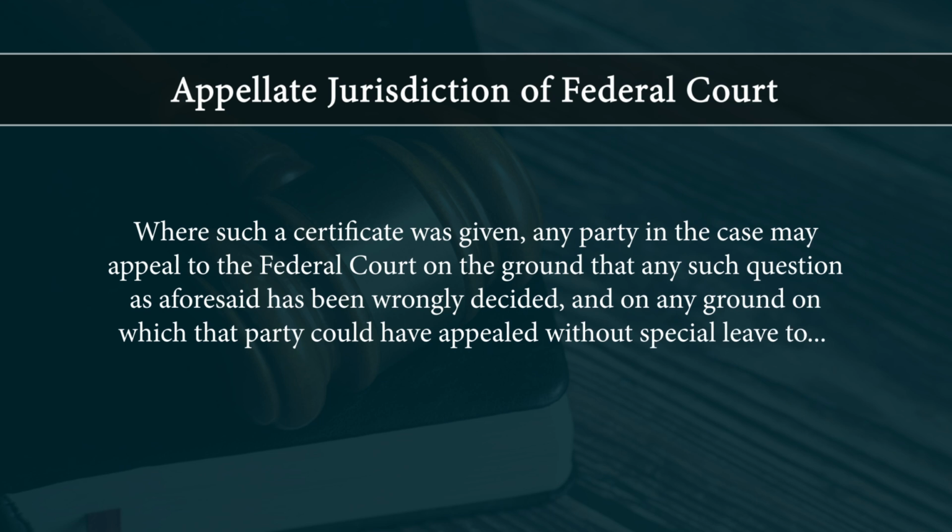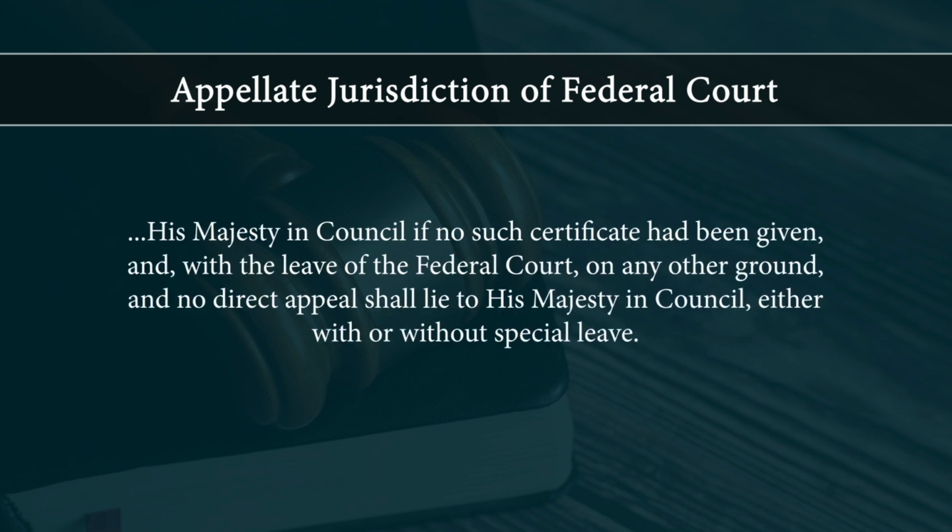Where such a certificate was given, any party in the case may appeal to the Federal Court on the ground that any such question as aforesaid has been wrongly decided, and on any ground on which that party could have appealed without special leave to His Majesty in Council. If no such certificate has been given, then with the leave of the Federal Court on any other ground, and no direct appeal shall lie to His Majesty in Council, either with or without special leave.